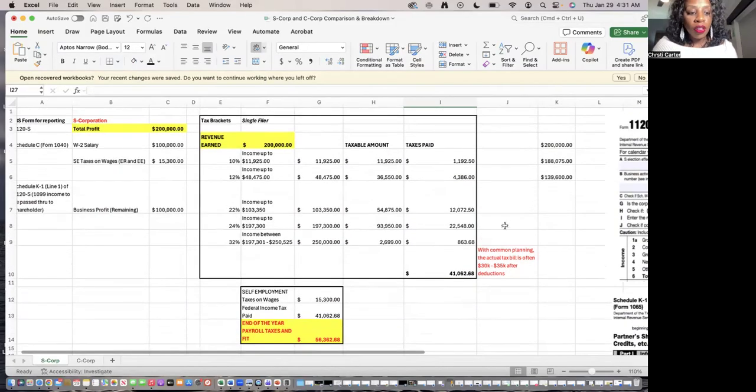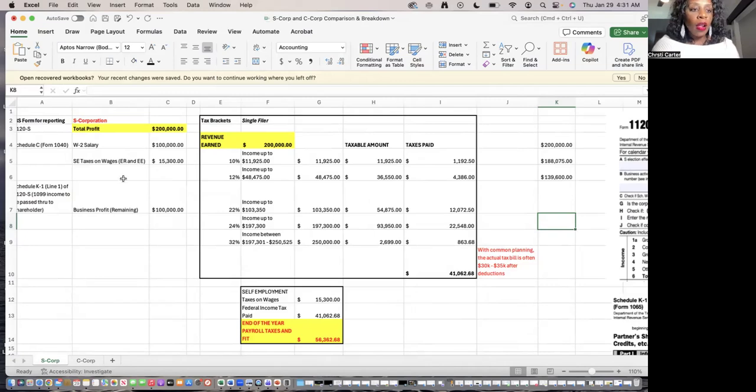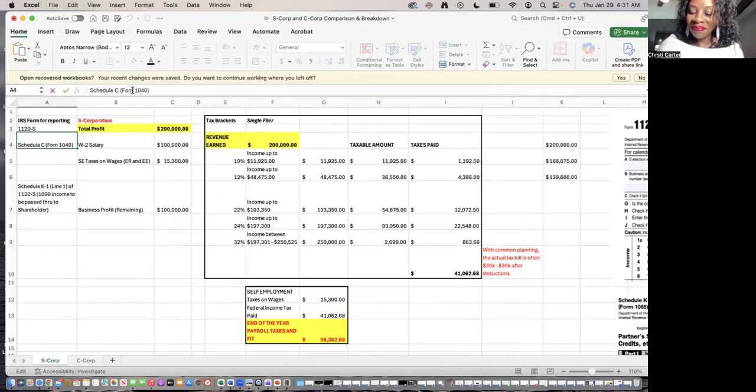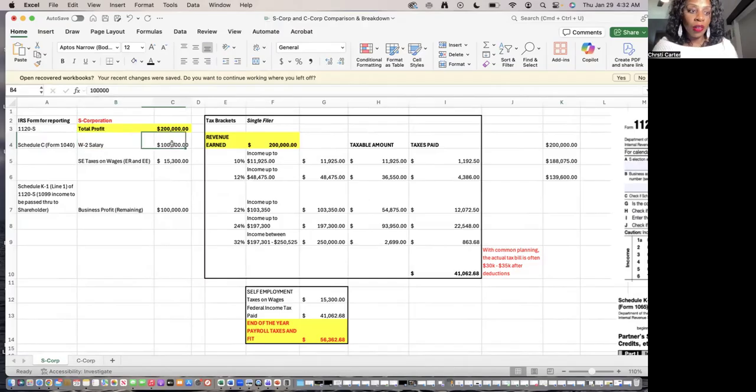But basically with an S-Corp, there are about 3 forms that you have to file each year. You would file your Form 1040, which is your W-2 salary of $100,000. You would then file a 1120S, and the 1120S is going to show the gross revenue, gross receipts, of $200,000.